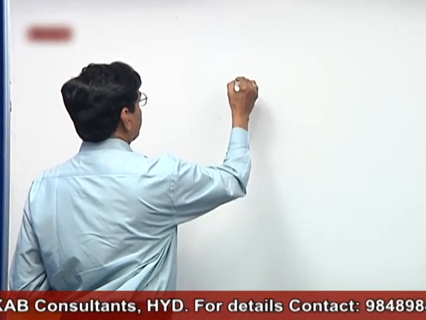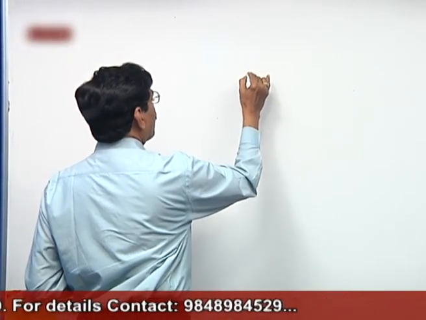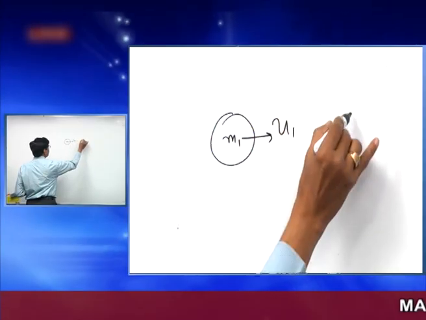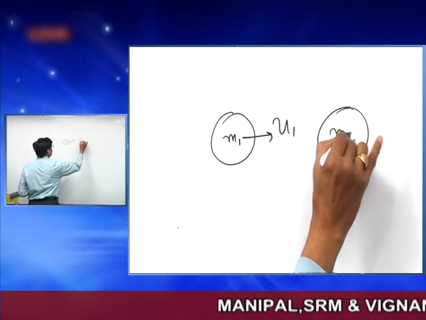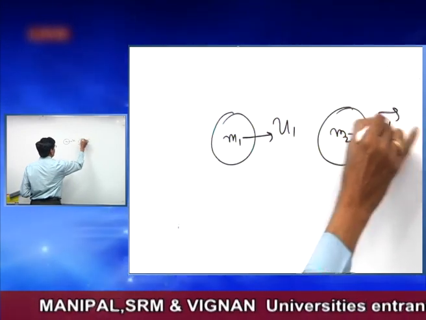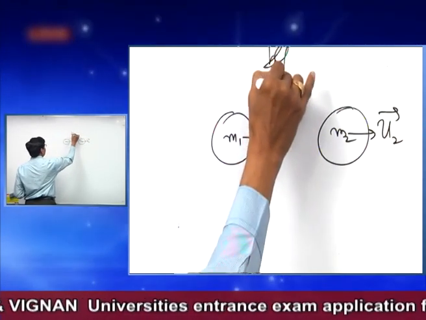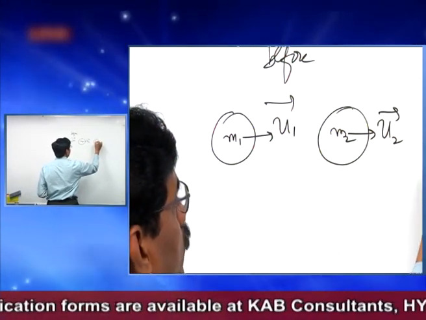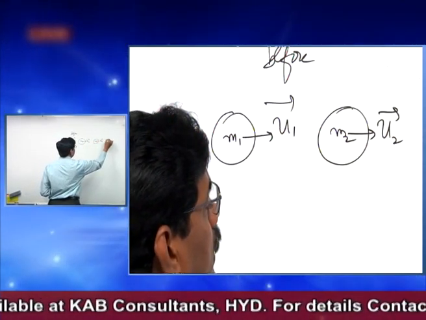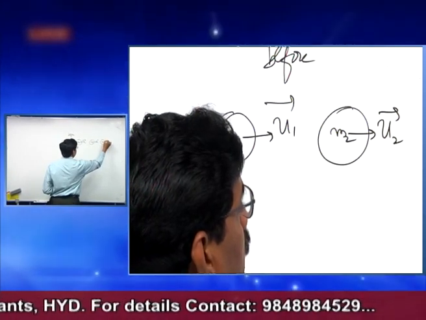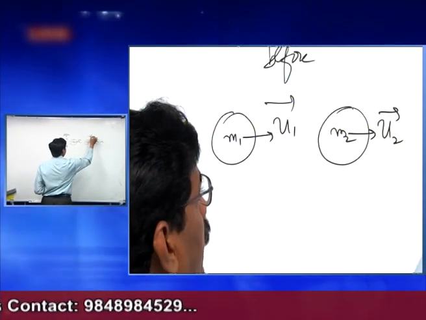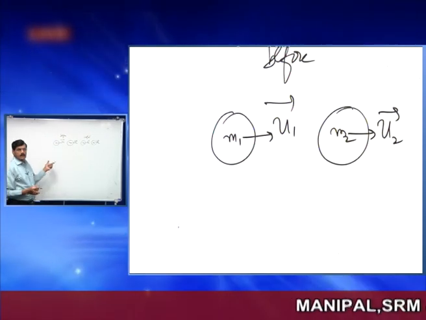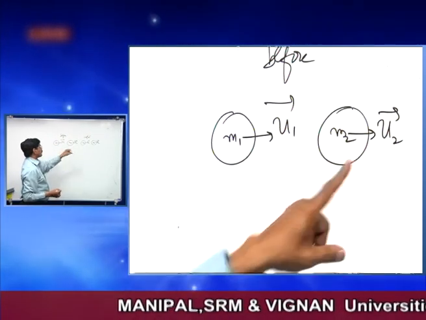Head-on inelastic collision. Initially, let's assume ball m1 is moving with velocity u1 and ball m2 is moving with velocity u2, both in the same direction. After collision, let ball m1 move with a velocity v1 and ball m2 move with a velocity v2. This is before and after collision. Then, how to write the velocities?